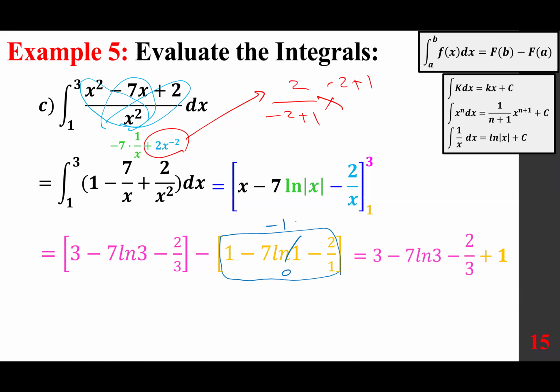Now, we are going to keep this intact because we want exact answer. And we are going to add the rest of them. 3 and 1, 4 minus 2/3. 4 is 12/3 minus 2/3 is 10/3. And minus 7 ln 3, this is an exact answer. I can't emphasize this enough that why we want to keep an exact answer in calculus, okay?